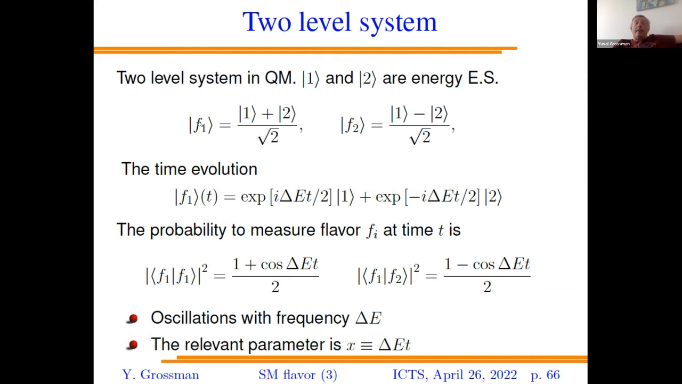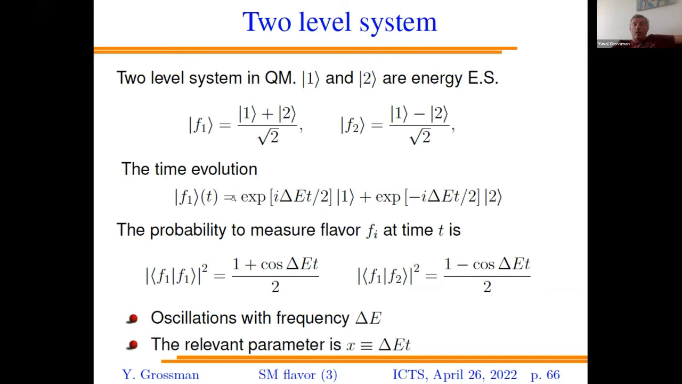So let's say that I start with a state that is a well-defined flavor. It's not a mass eigenstate, it's a superposition of 1 and 2. So this state, F1, I really hate my notation. It's killing me. Why did I do this? Anyway, the time evolution of this state, F1, is then given by the following two exponents. There's some normalization factor that I don't write. It's e to the i delta E t over 2 times state 1, plus e to the minus i delta E t over 2 times state 2, right?